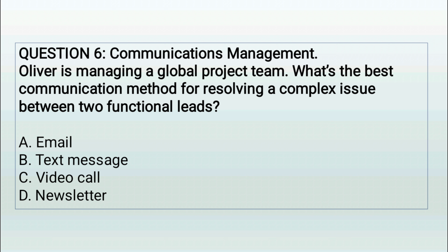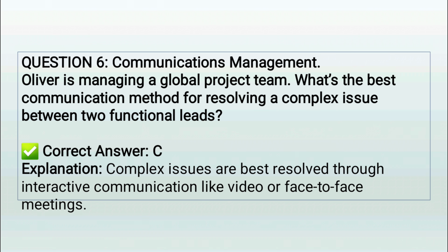Question 6. Oliver is managing a global project team. What's the best communication method for resolving a complex issue between two functional leads? A. Email. B. Text message. C. Video call. D. Newsletter. Correct answer: C. Explanation. Complex issues are best resolved through interactive communication like video or face-to-face meetings.